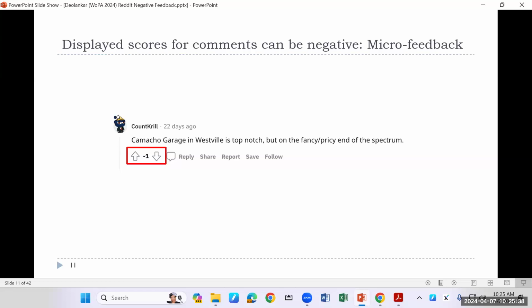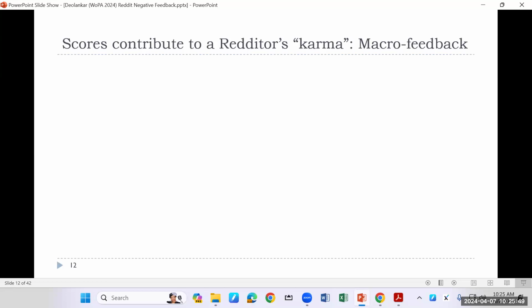So what does a negative score mean? A negative score means that that particular comment received more downwards than upwards, and that fact is observable to everyone on the platform. Now, apart from a micro feedback system, Reddit also has a macro feedback system in place.